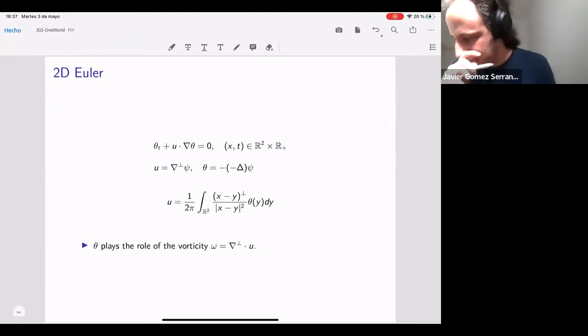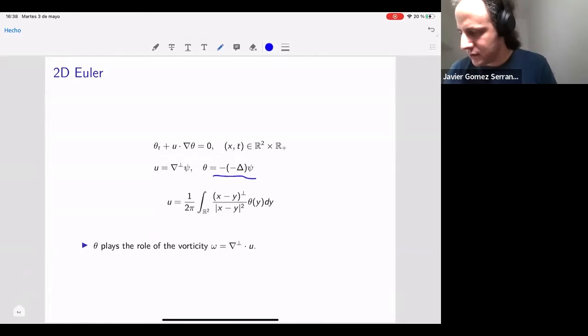Okay, so in 2D, theta is a scalar, omega is a scalar, and it's transported by an incompressible velocity. So u can be written as the grad perp of a stream function psi, and then the relation between the scalar theta and the stream function psi is via the Laplacian. Okay, so this is known to everyone here. We can recover the solution u as a singular integral.